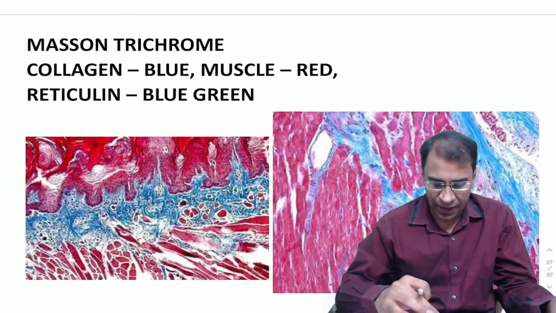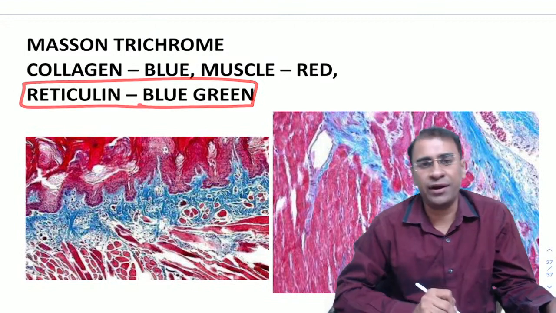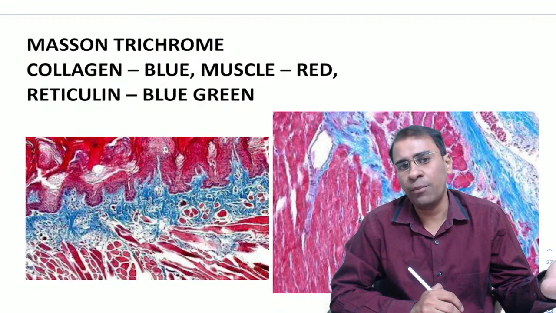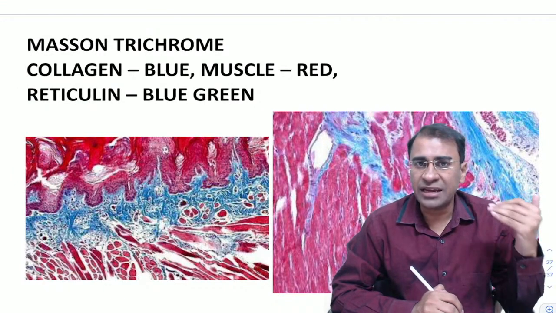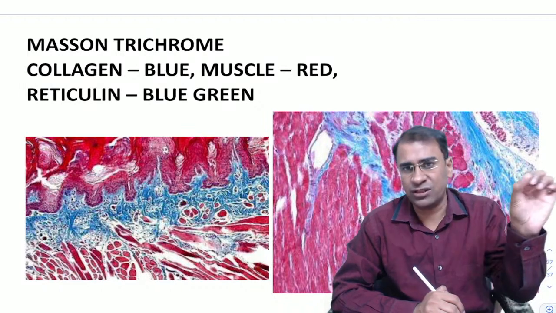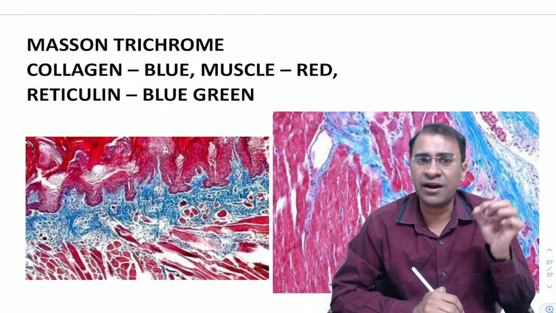And the greenish blue-green color is by reticulin. What is reticulin? Reticulin are the initial fibers which may progress to form collagen later on. Reticulin are the initial collagen fibers which are initially getting formed. They're just fibers. They're not thick bundles. Bundles are collagen. The thin fibers are reticulin.